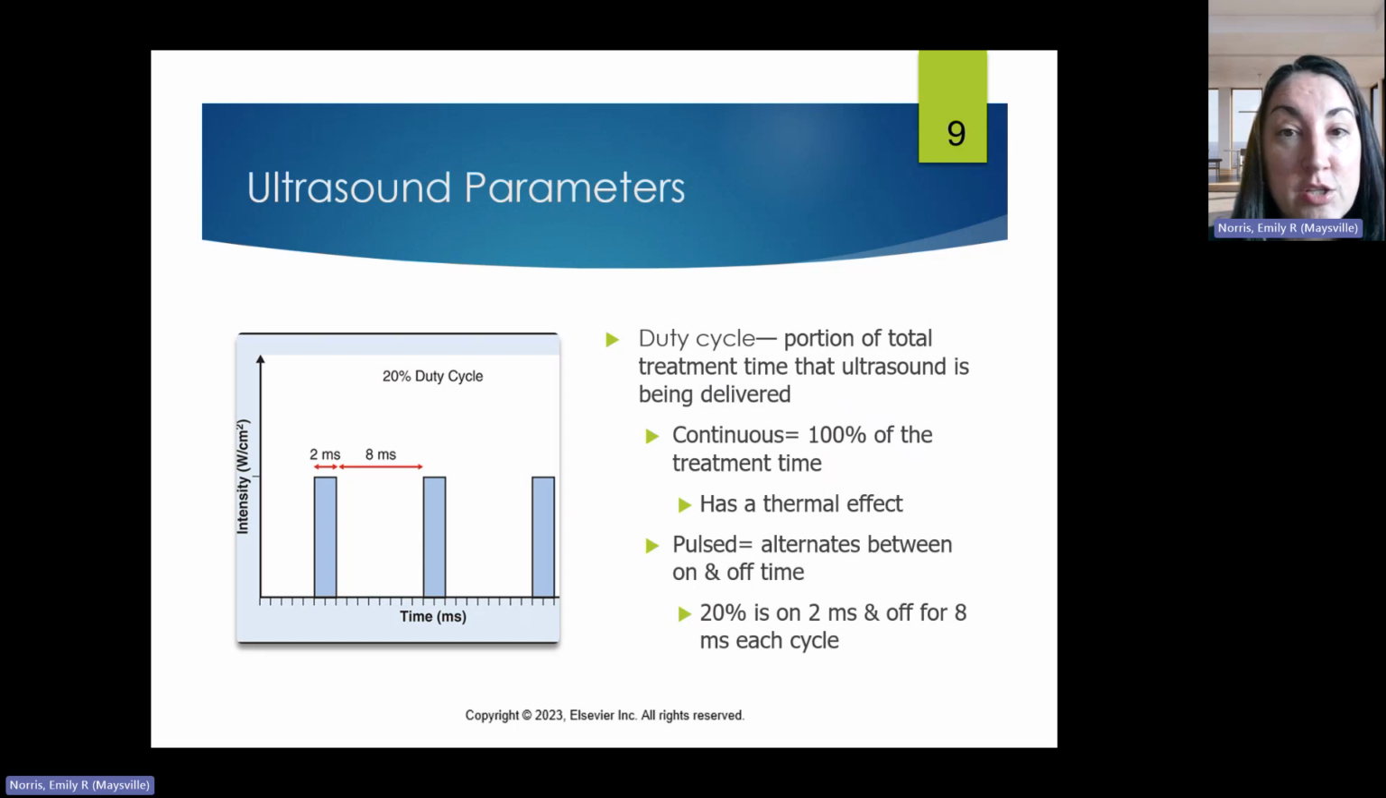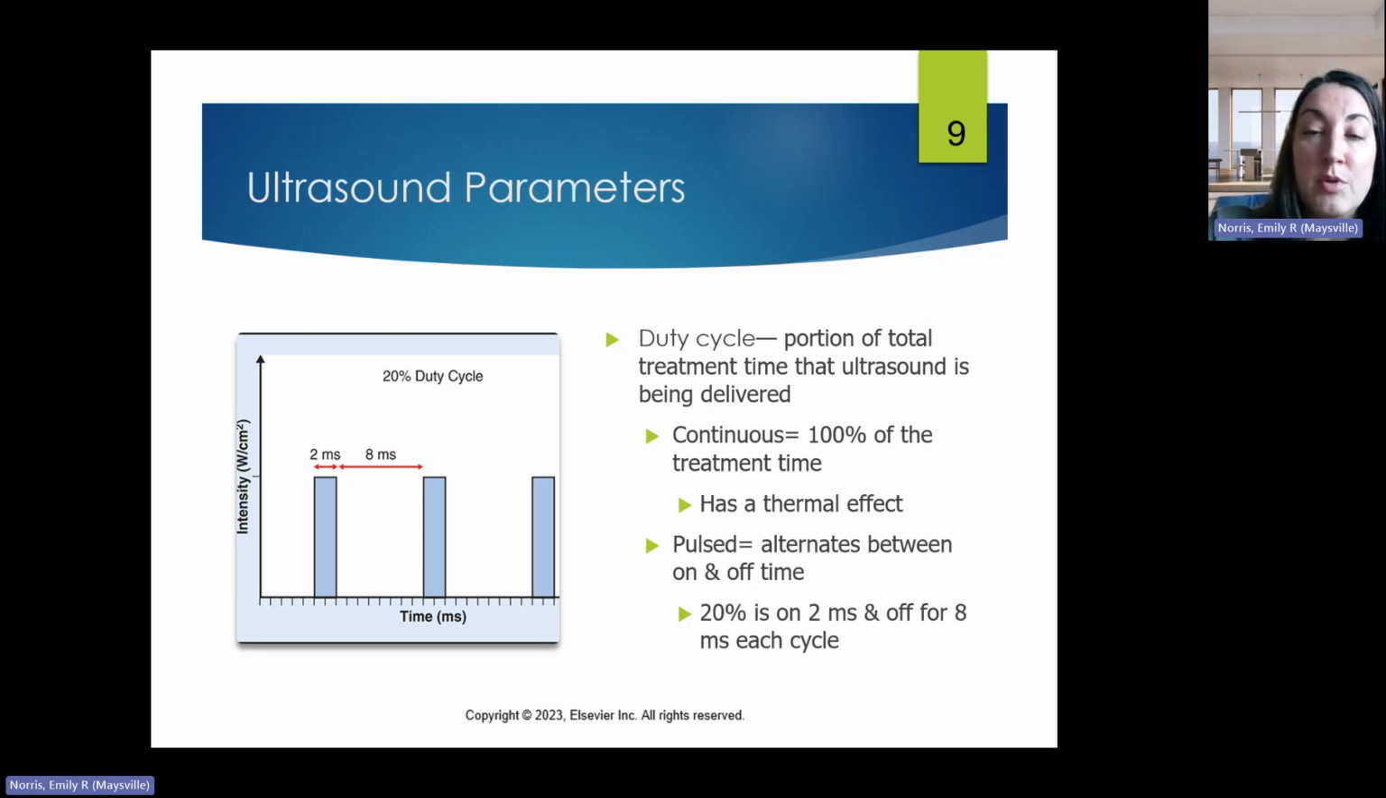So if you don't want a thermal effect, then you could use the pulsed ultrasound, and this alternates between on and off times. So if you're looking at a 20% pulsed ultrasound, then out of every 10 milliseconds, 2 of those milliseconds the ultrasound is being delivered, and 8 of those milliseconds, it is off. It is just in a rest period. And so it keeps alternating between those cycles. The opposite would be true if we were on an 80% pulse: 8 of those milliseconds, it's being delivered, and 2 milliseconds, it's not.